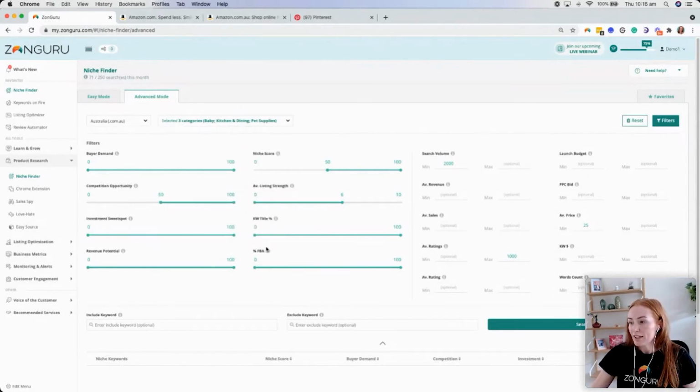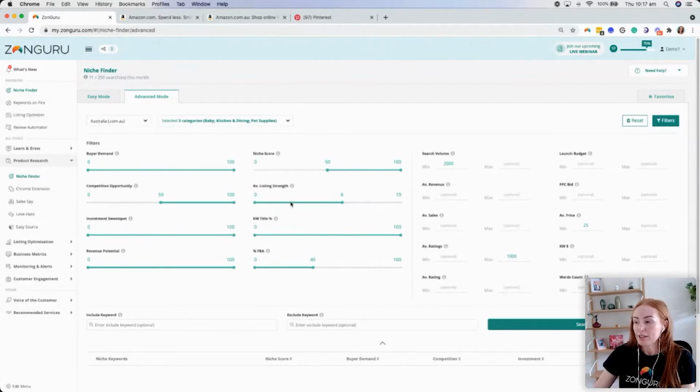With Australia, I kind of like using this one, the percentage of FBA sellers. If you're ever not sure what a metric is, just hover over the question mark and it will give you more information. So it's saying the percentage of FBA sellers in the niche. The reason I think this is important for Australia is that there's not a lot of FBA sellers, and Amazon gives preference to FBA sellers. So if I pick a niche that has a low percentage of FBA sellers, and I am one, I'm going to be given priority.